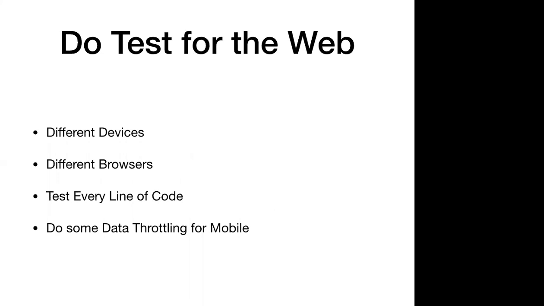So do test for the web. What do you want to test? Your different devices, your different browsers. You're going to test every line of code. That's what you're supposed to do if you're writing code. And do some data throttling for mobile. Play around with speeds, et cetera, really try to get your user experience right, because animation is awful if it's janky. It really takes you out. It's a total waste of time and process.